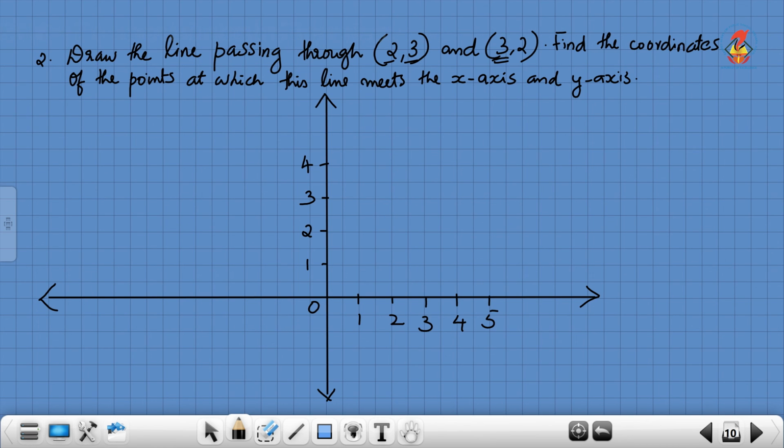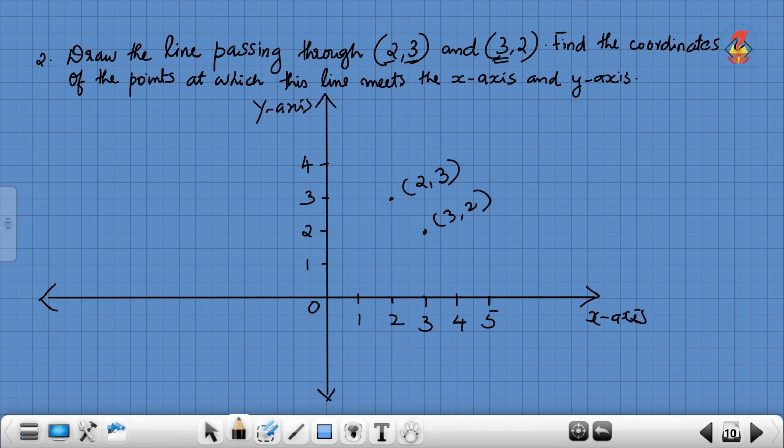2, 3 means you start from the x coordinate, this is the x axis, this is the y axis. 2, 3 means 2, 3. This point represents 2, 3. Next 3, 2. Here 3, 2, this point. Find the coordinates of the points at which this line meets the x axis and y axis.